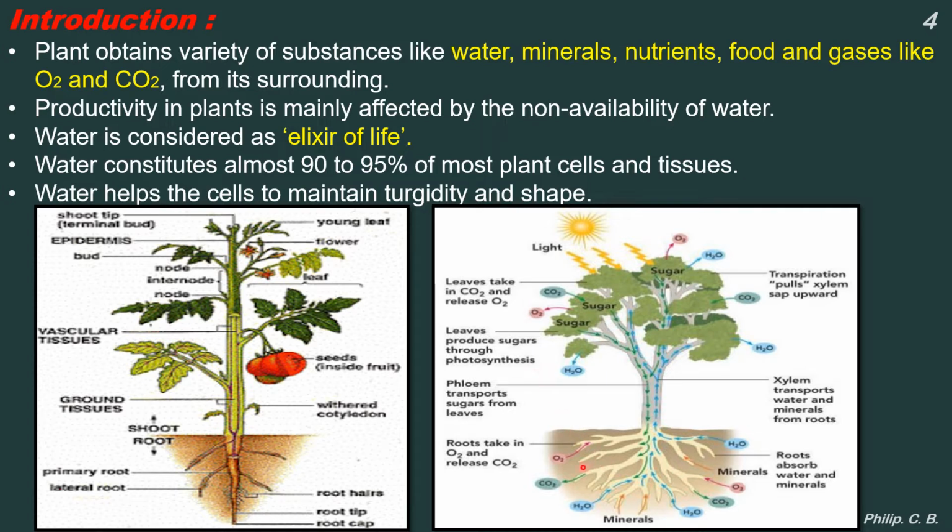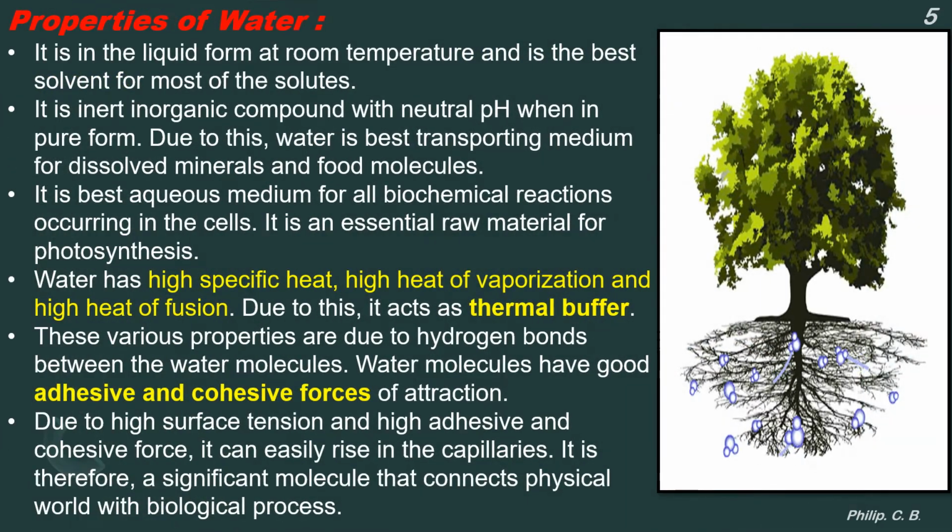So in the root part, if you see, it takes up oxygen, gives out carbon dioxide, whereas the leaves take in carbon dioxide, which is a raw material during photosynthesis. Transpiration pulls xylem sap upward. So through the leaf, the transpiration takes place. What is transpiration? That is the evaporation of water through the aerial parts of the plant, that is namely the leaf, right?